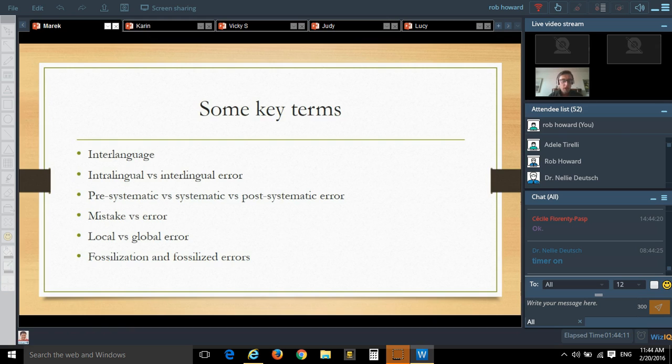There are some key terms. I don't want to go through them one by one because maybe you already know some of them. So type in the chat box which of the terms you'd like me to explain. And sort of first come, first served. We probably won't have time to go through all of them.